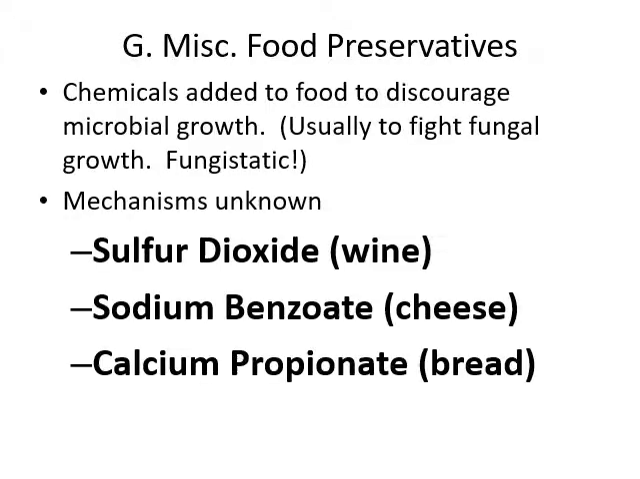Finally, let's talk about miscellaneous food preservatives, right? So these are chemicals that you add to food to discourage the growth of microbes, usually fungi. So most of these chemicals are, for the most part, fungistatic. They slow down fungus from growing. You put them into the food, which means that we who eat the food consume these chemicals as well. But they're put there as a preservative to slow down the growth of the fungus.